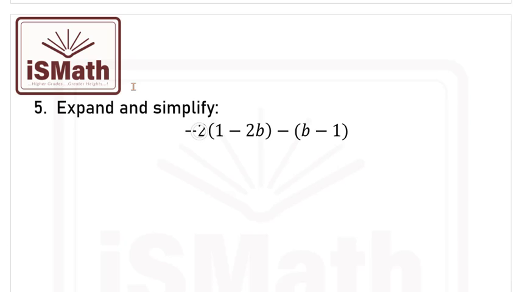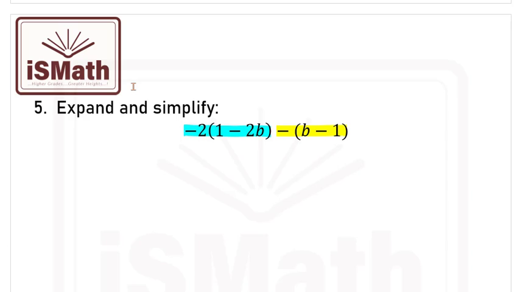So minus 2 open bracket 1 minus 2b close the bracket minus 1 open bracket plus b minus 1 close the bracket. So we're going to do this step by step. We have to multiply each term one by one. Because I recognize that there are 2 sets of brackets here, I have to separate them in my mind. I need to know that I have to treat them separately.